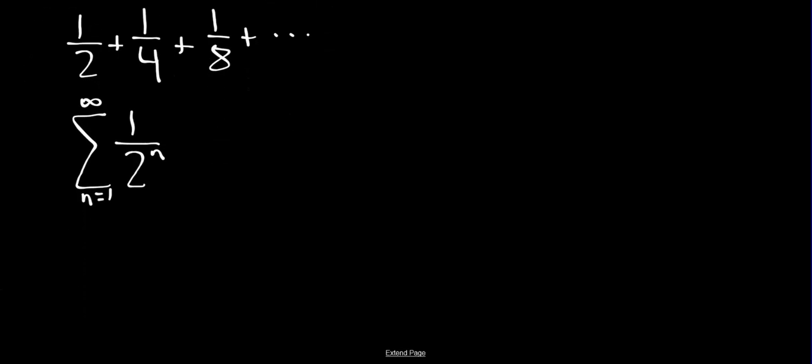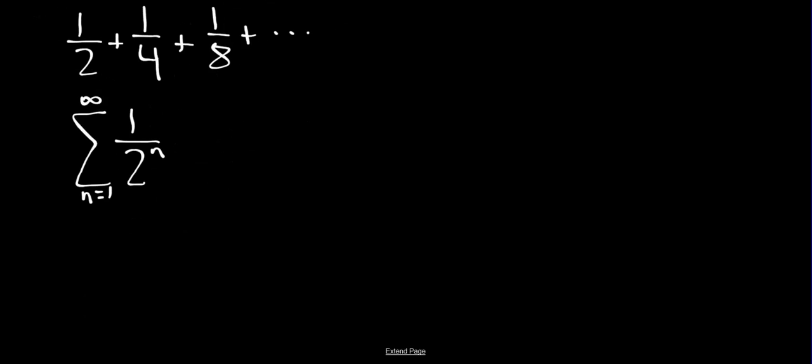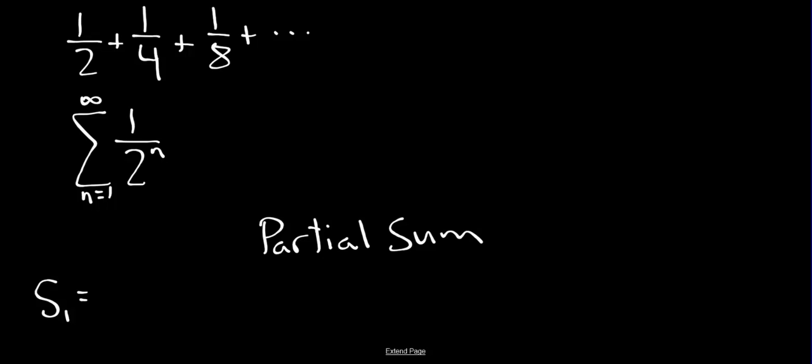What I want to do is introduce you to this thing called partial sums. A partial sum, I'm going to denote with S and then a little subscript. So this would be the first partial sum, and the first partial sum is when we just do the first term. So this is 1/2. That's the first partial sum right there. We're just taking the very first term of that sum.